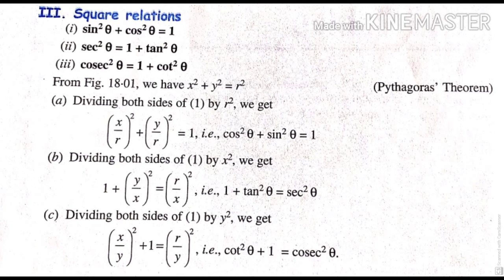So here we take x by y whole square. What is x by y? Cot theta. Cot square theta plus 1 is equal to cosec square theta, which is r by y whole square. Now dividing whole by y square, we get cot square theta plus 1 is equal to cosec square theta. So students, again you all have to remember these three relations, square relations.